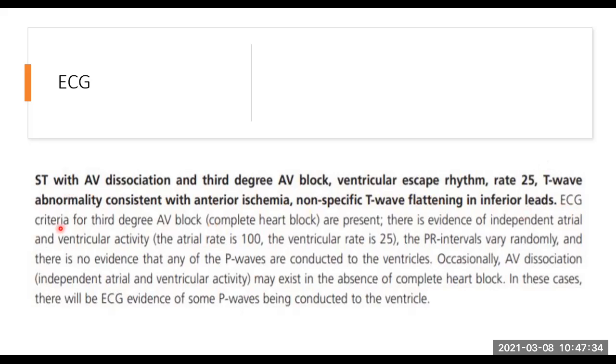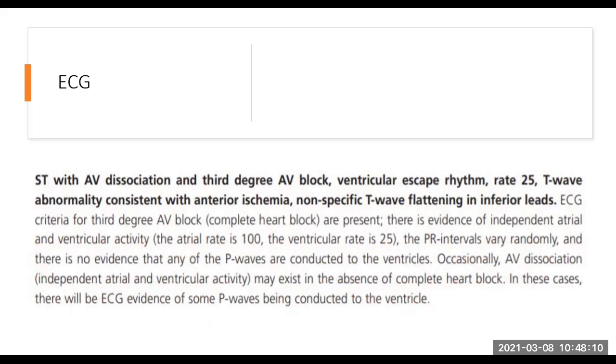So ECG criteria for third degree AV block or complete heart block are present. These are the evidence of independent atrioventricular activity. The atrial rate is 100, the ventricular rate is 25. The PR intervals vary randomly, and there is no evidence that any of the P waves are conducted to the ventricles. Occasionally, AV dissociation, independent atrial and ventricular activity, may exist in the absence of complete heart block. In these cases, there will be ECG evidence of some P waves conducted to the ventricle.